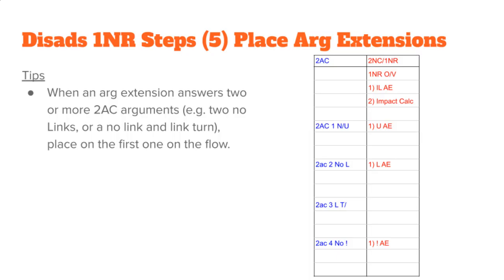Note, there are some parts where they're attacking the link in multiple parts. So in this example, 2AC2, they're saying no link. And 2AC3, they're saying link turn. So rather than repeat yourself both times, you pick the first time in the flow where they indict your link, and you put your argument extension there for your link.